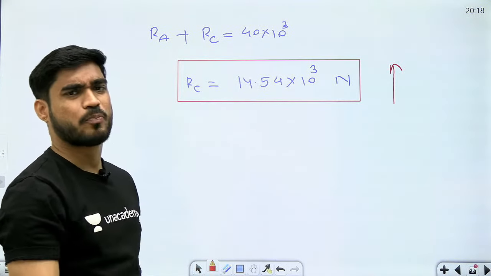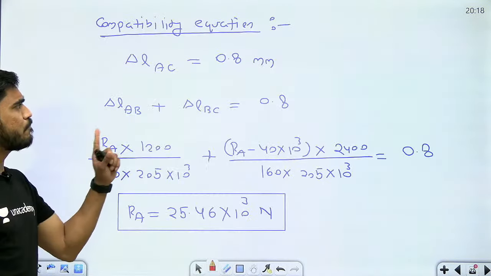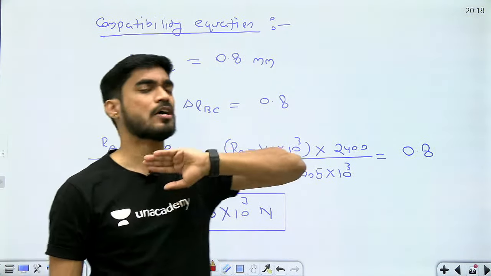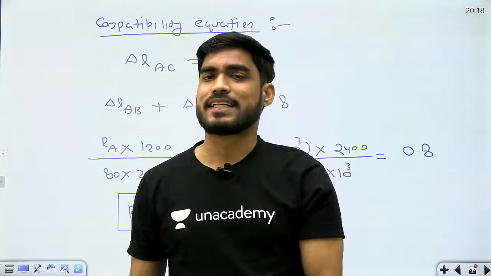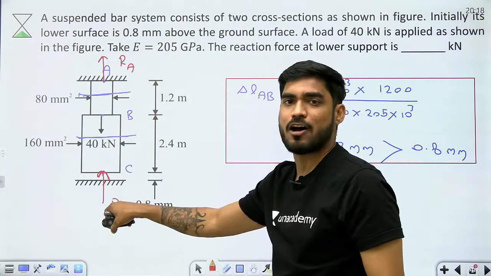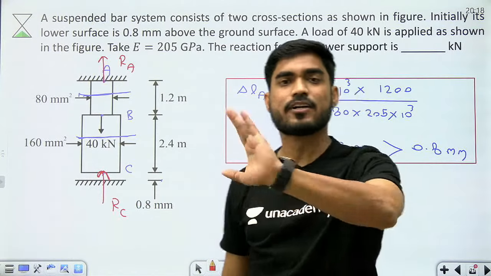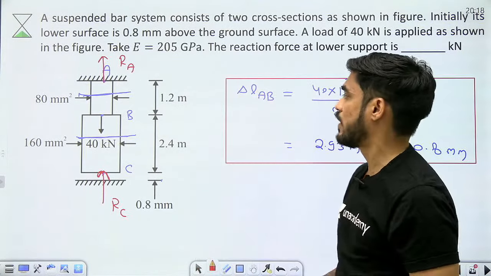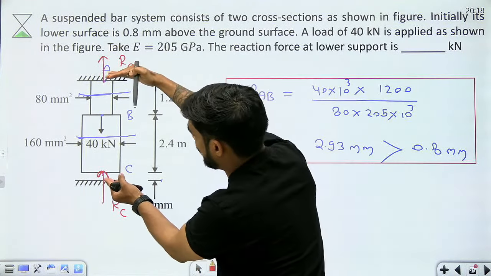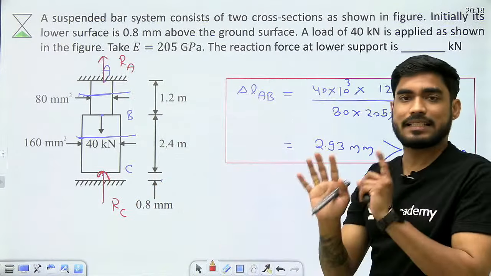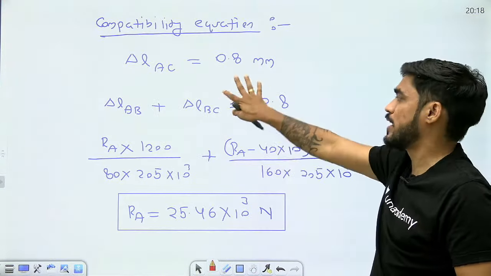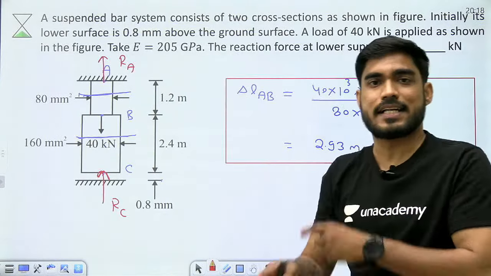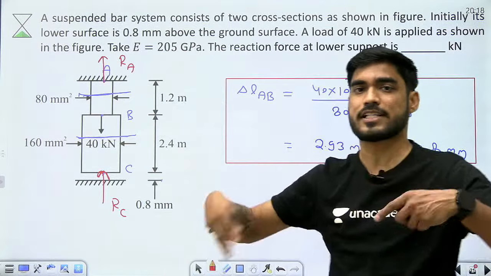So you don't need to put any other logic. Simple compatibility equation will be delta L of AC equal to 0.8 mm. Forget anything else, like first this will elongate, then this will come down, then that will happen. You don't have to put that logic. Delta L of this complete bar will be 0.8. That's it. Everything is in this equation only. You don't have to assume the initial condition, then the final condition, or write the compatibility equation in stages.